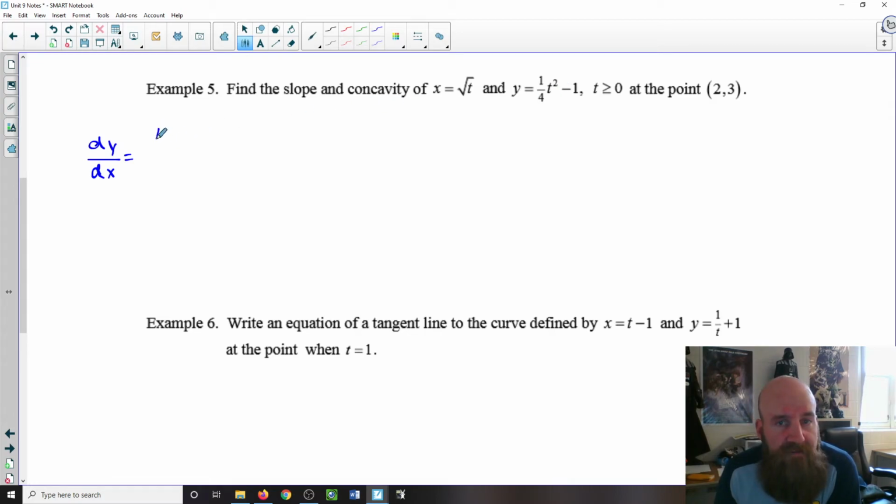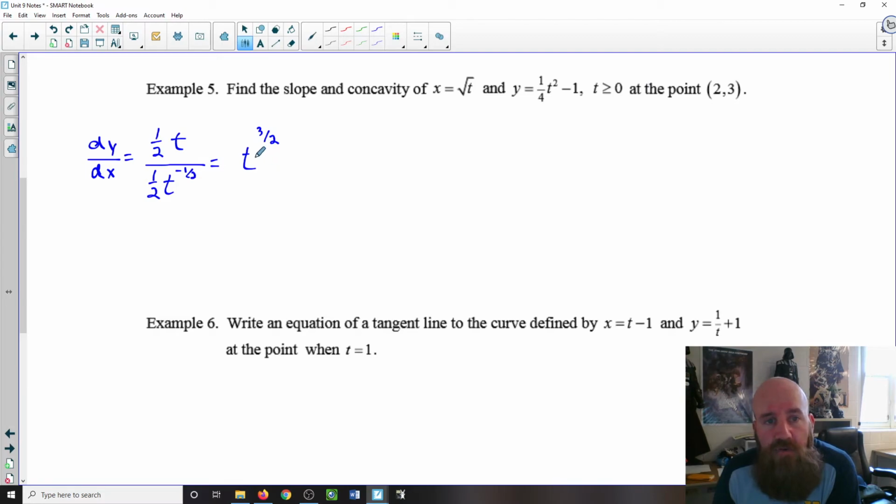So that would be 1/2 t divided by, t to the 1/2, that would be 1/2 t to the negative 1/2. So the 1/2s cancel, and t divided by t to the negative 1/2 power, we could move that to the top and it becomes positive. So we have a 1 power and a 1/2 power added, so we're going to end up with t to the 3/2. Okay, so there's our slope equation.